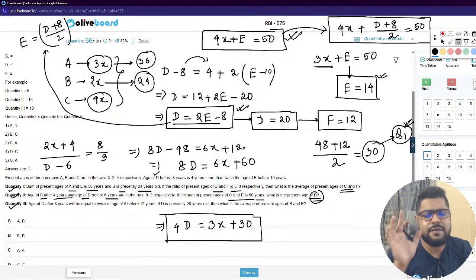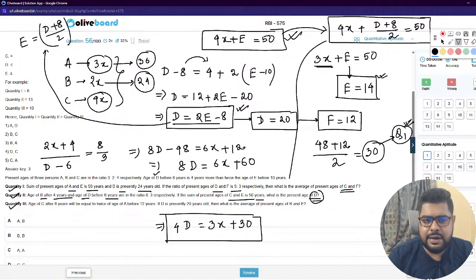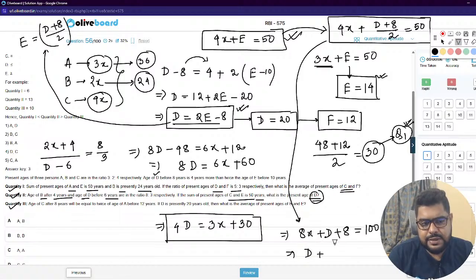We can definitely solve it. Chalo calculate karte hain, sir. So if I just calculate it right here, I hope you can see it. So this is 8x plus D plus 8, it is equal to 100, sir. So D plus 8x is equal to 92, sir.